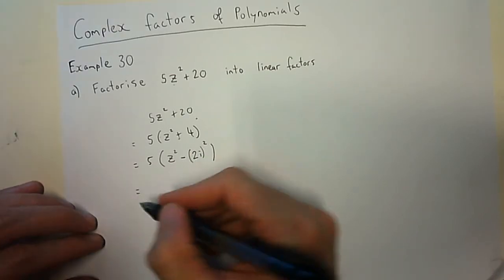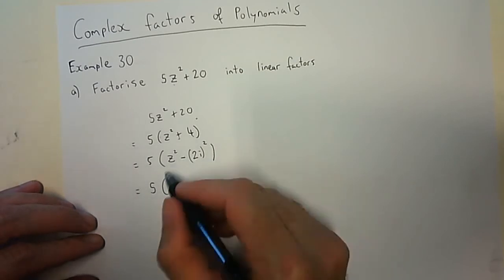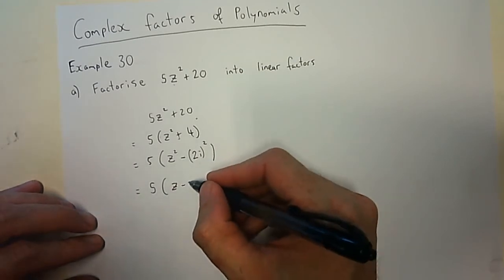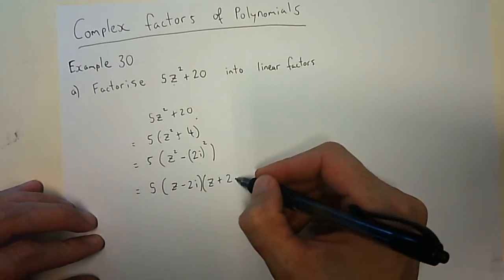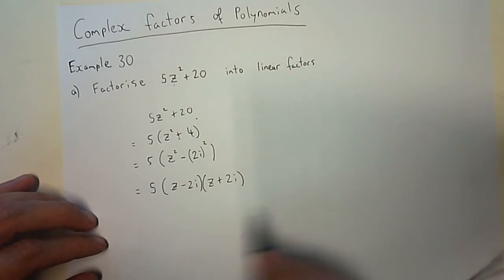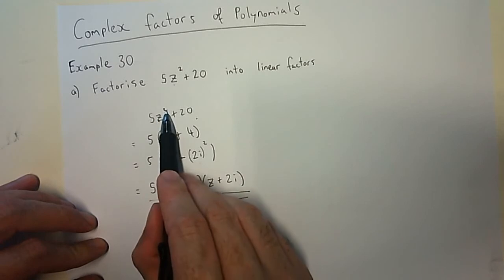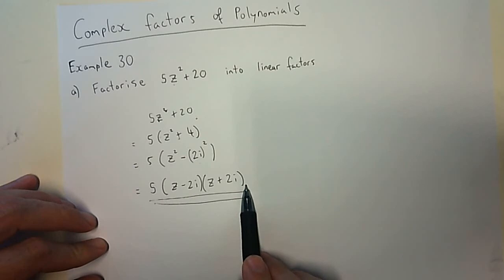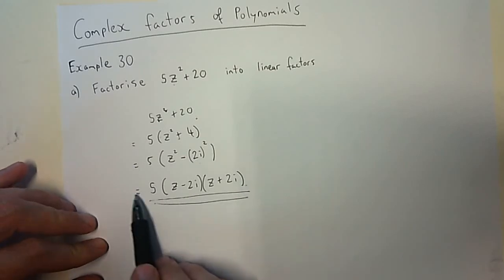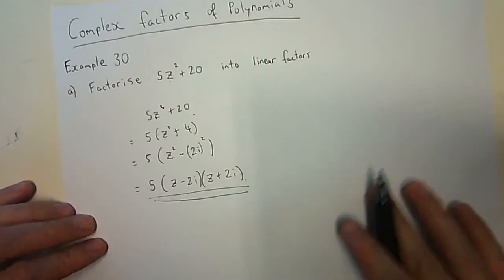Okay? Let's continue. I've got the difference of 2 squares, so that's going to be z take away 2i multiplied by z plus 2i. And then I factorize this. Notice, because it's got z to the power of 2, I've been able to factorize it in terms of 2 linear expressions, right here and here. Then if I made this equation equal to 0, I could work out the roots by solving for z and using the null factor law. Okay? Let's look at another example.